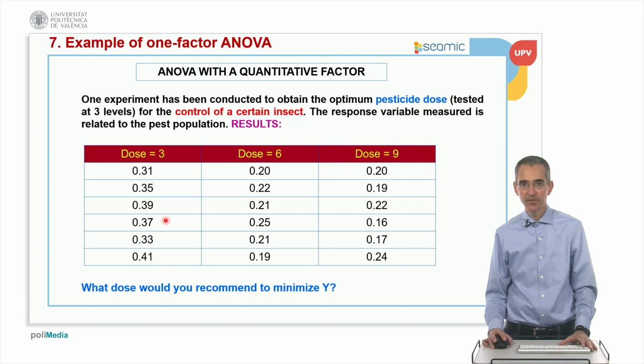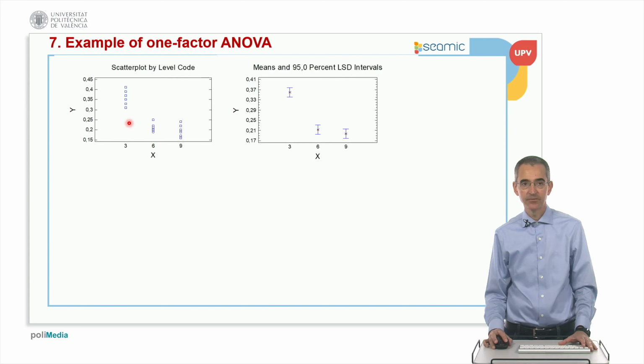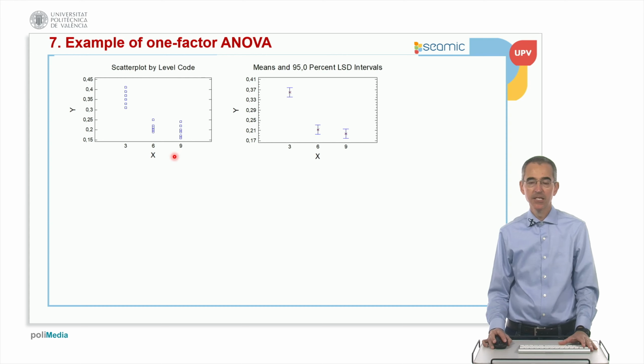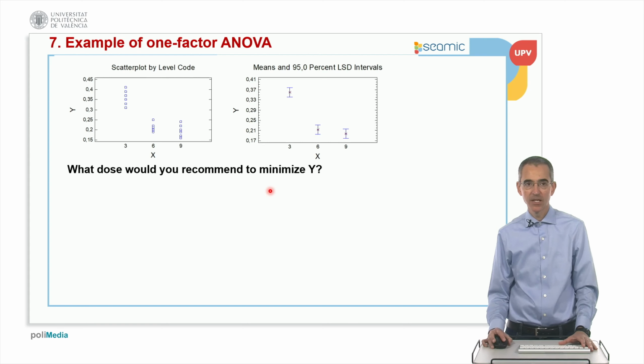We can make a plot with the values, and this is what we have. For dose 3, the population is very big, so it was not very effective. The insect population is still very high. But for the doses of 6 and 9, the amount of pest population is quite similar. If we make ANOVA and then the LSD intervals, they overlap. So what can we say? What dose would you recommend to minimize the pest population?